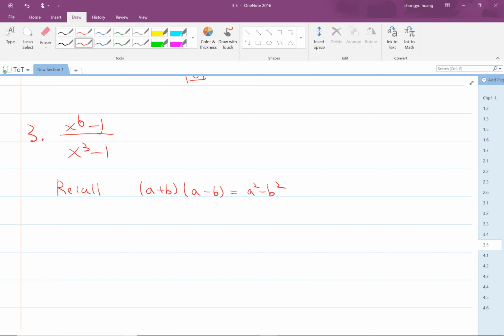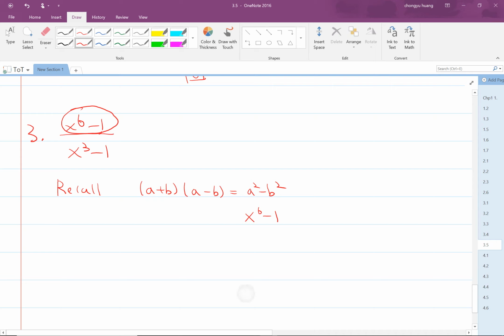Again, a plus b, a minus b is equal to a squared minus b squared, right? Since we are going to talk about factoring really soon, I'm just going to show you guys a little bit early how we do factoring. Over here you are able to factor this term, x to the power 6 minus 1. So you write it down, x to the power 6 minus 1.